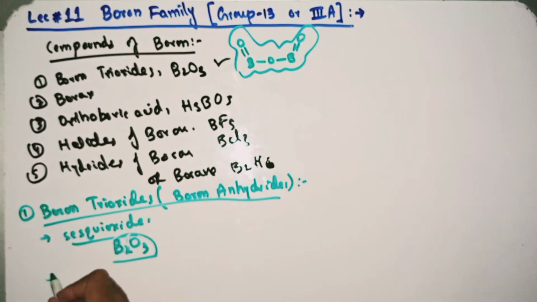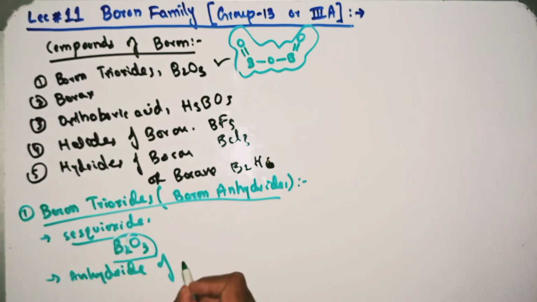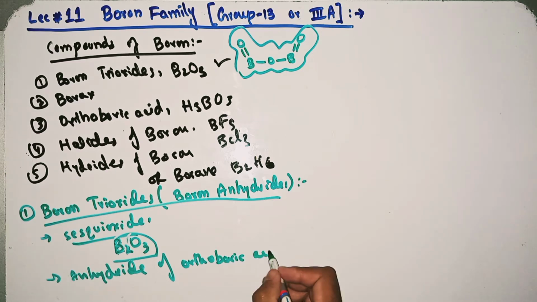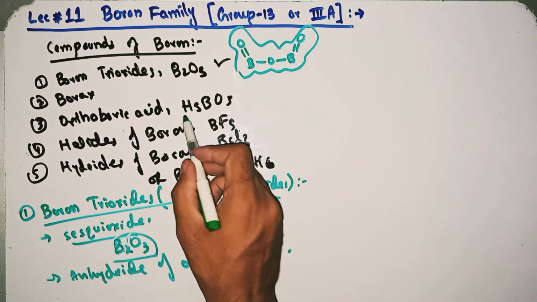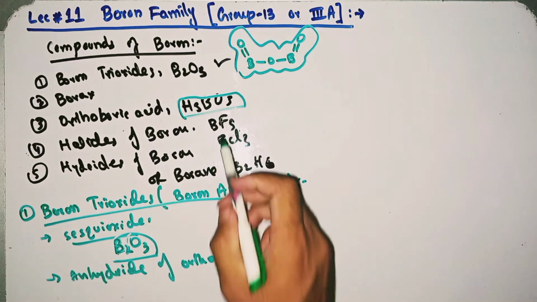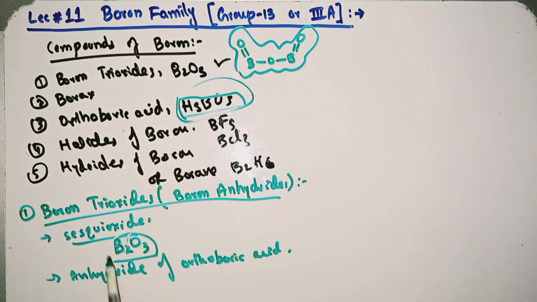It is also called the anhydride of orthoboric acid, because H3BO3 is orthoboric acid, and from orthoboric acid, boron trioxide or boron anhydride can be formed. So that's why it is also called the anhydride of orthoboric acid.